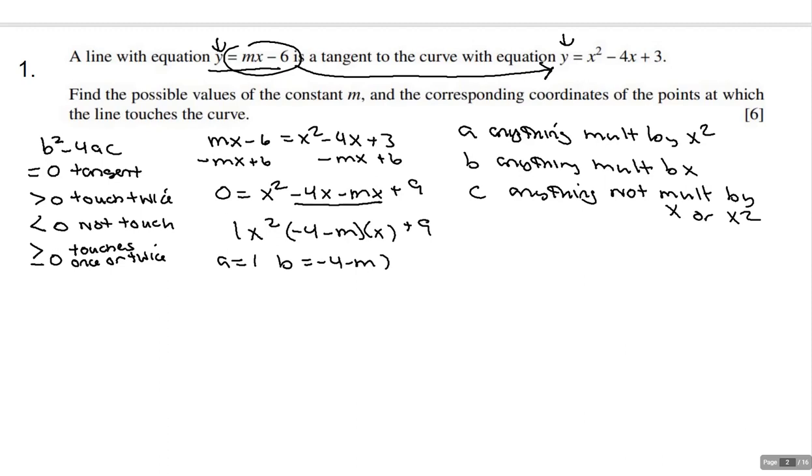Again, doing this move is not required. You could get that by looking at it. Like I said, anything multiplied times x, negative 4 minus m. And then c is going to be 9.